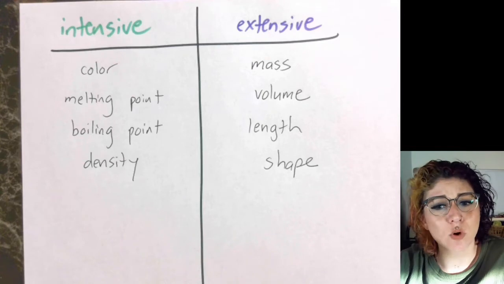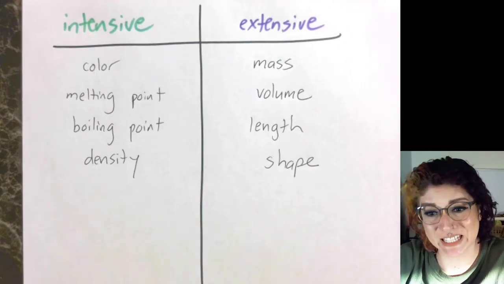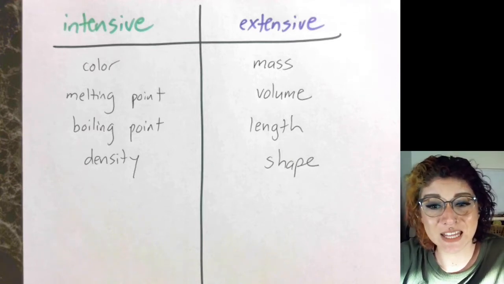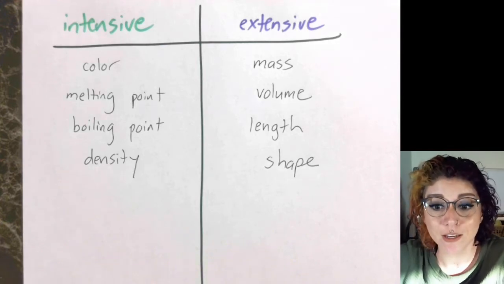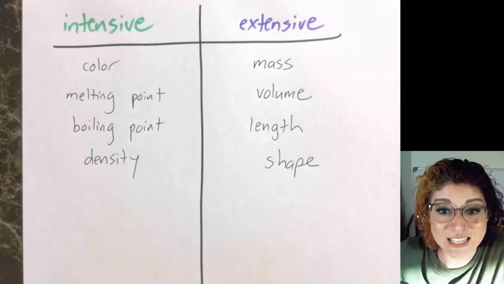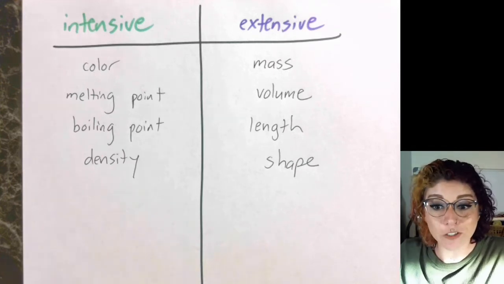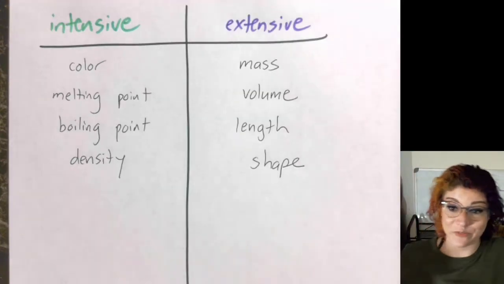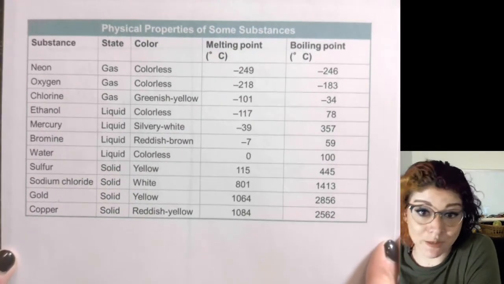Why is it important for us to understand the differences between intensive and extensive properties? Well, firstly, it allows us to think critically about the matter, the chemicals we're working with. Think about if you have an unknown material. You could go through these lists and identify what is unique to that material and hopefully figure out what it is. Speaking in terms of chemistry, here is a chart of physical properties of some substances.